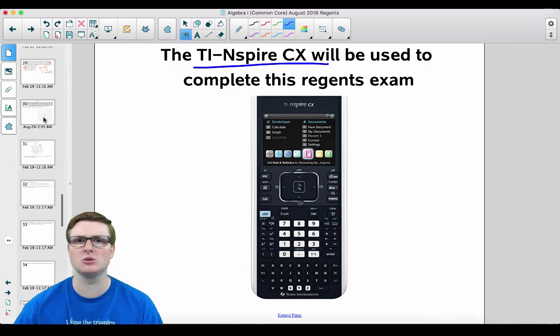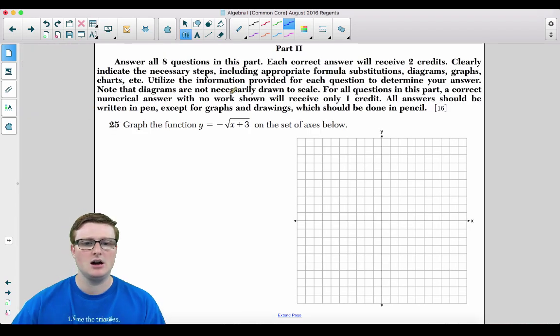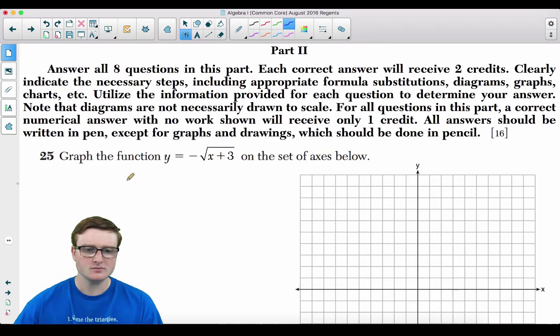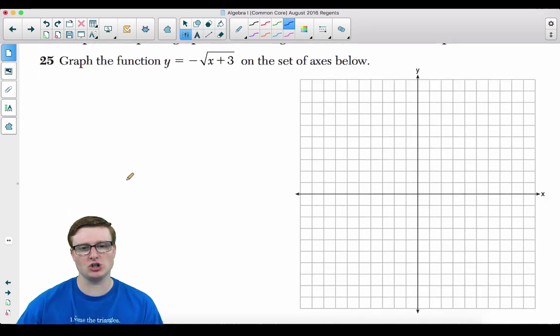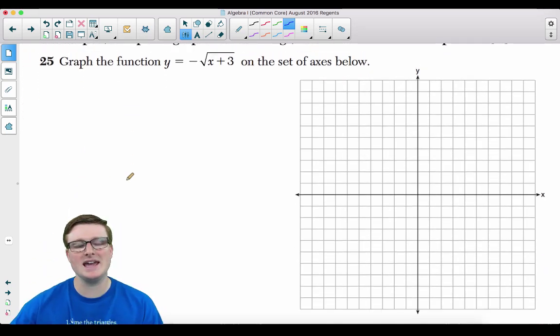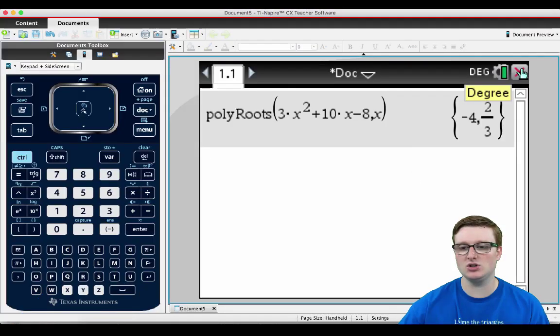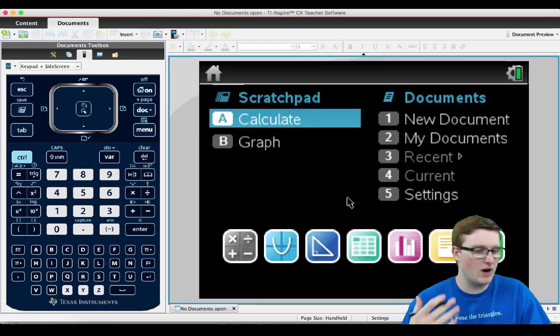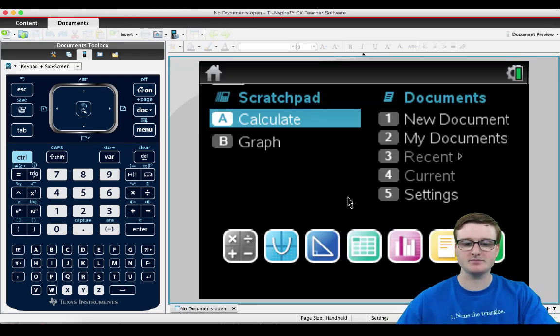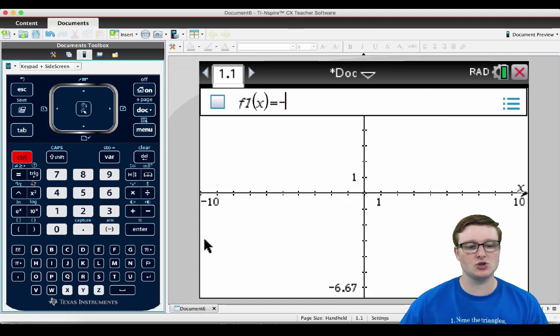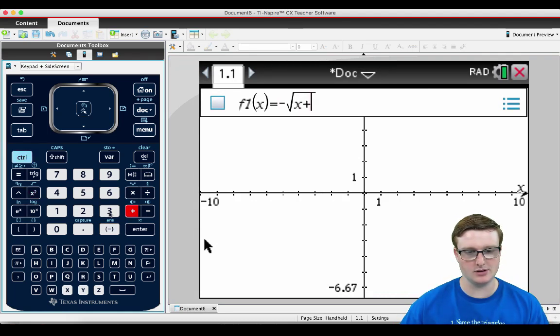All right, without further ado, let's begin. All right, 25. Number 25 says graph the function y equals negative the square root of x plus 3 on the set of axes below. So the first thing that I want to think about is go to your graphing calculator and just graph the function negative square root of x plus 3.